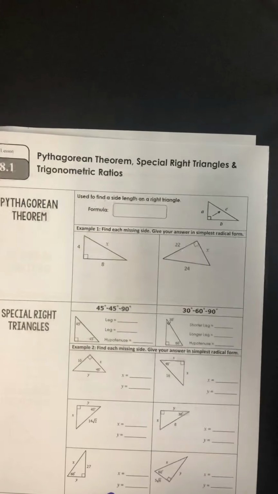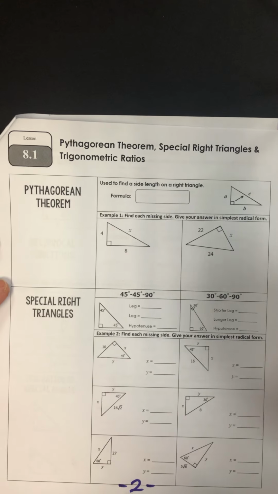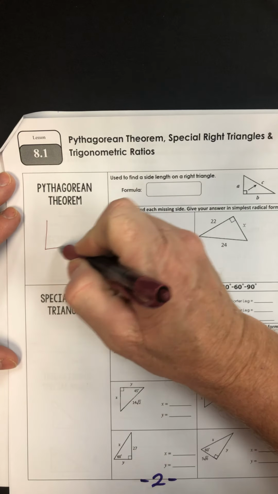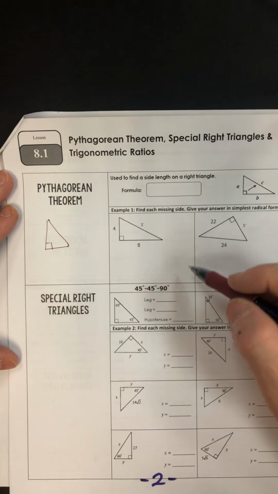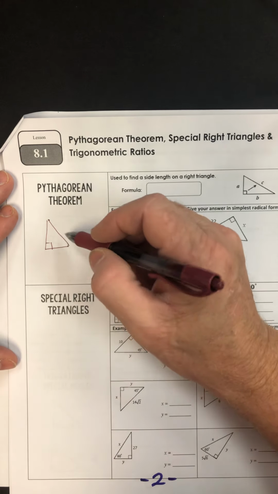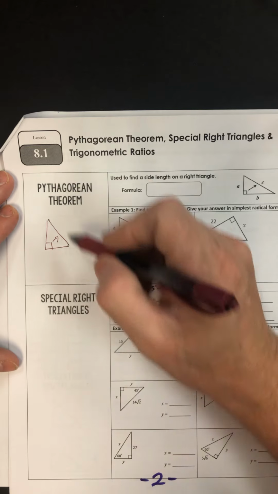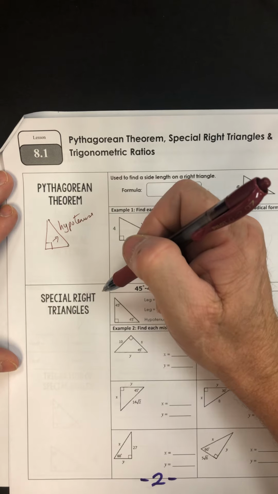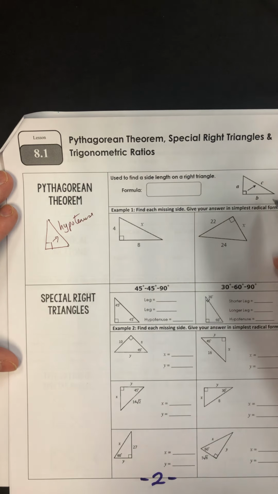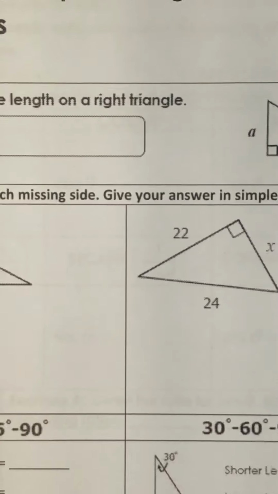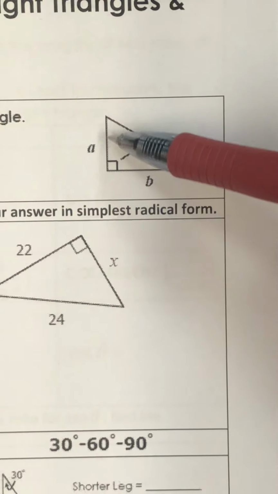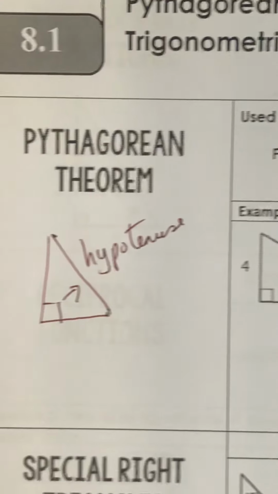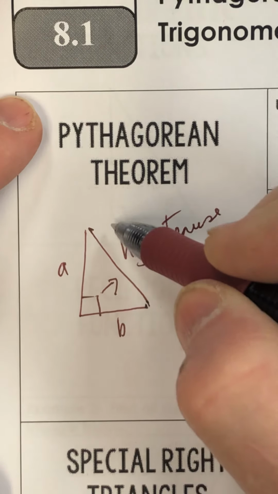Just as a reminder, I'm sure you've seen this somewhere before, but the Pythagorean theorem means we're dealing with right triangles, okay? And we're talking about the sides of the right triangle. The side opposite the 90-degree angle is always the hypotenuse. The other 2 sides are called legs, and we give them letters. Over here, this is a leg, and C is the hypotenuse. So over here, I would say A and B and C.